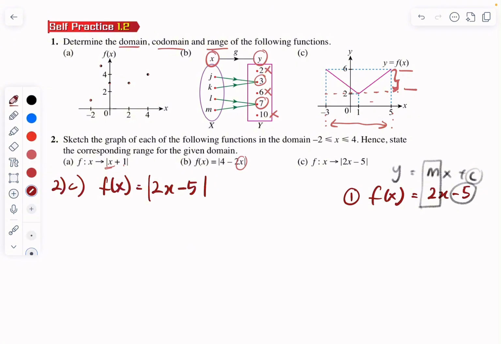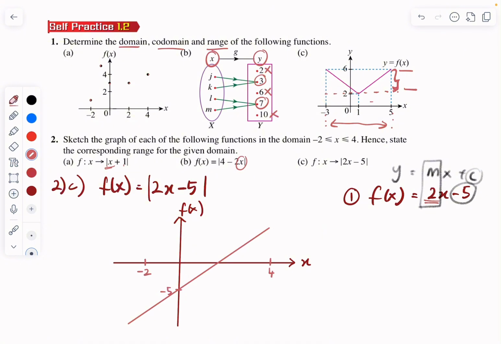Okay, so let's draw our graph. X here, fx here. So c is negative 5. We put negative 5 here. Gradient is 2. So it's a positive gradient going up. Okay. Then our x values are negative 2 and 4. So we sub in the value. Negative 2, when it goes here, becomes negative 4 minus 5, negative 9. So this point is negative 9.